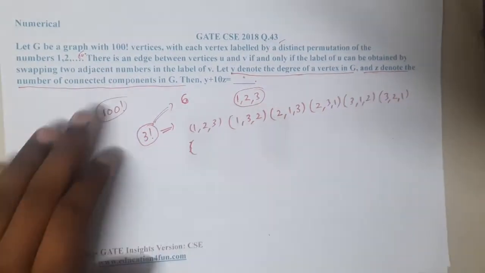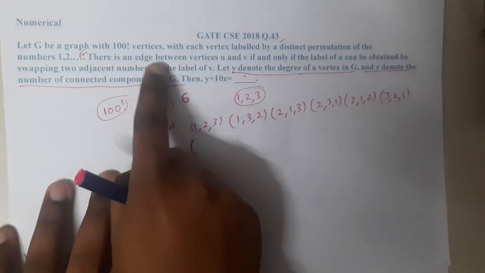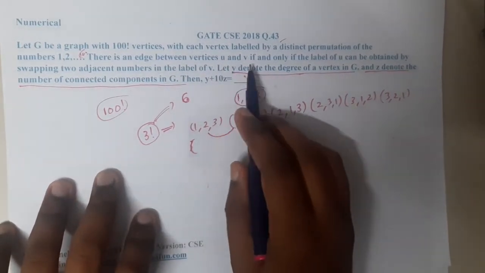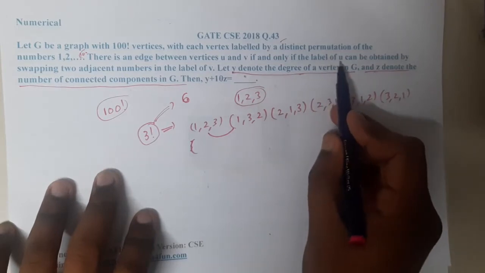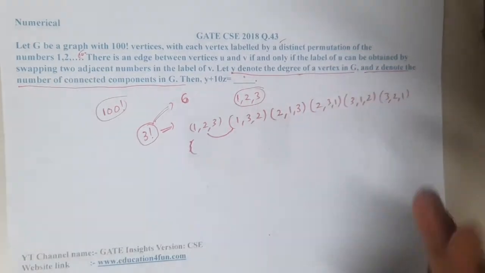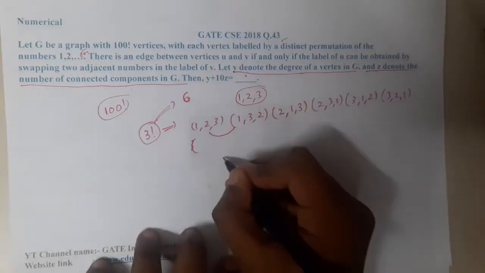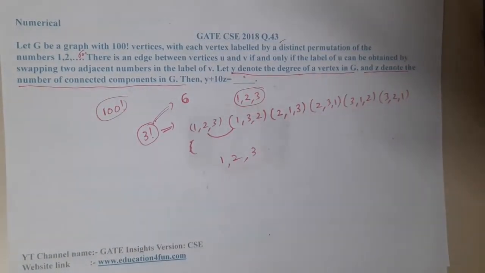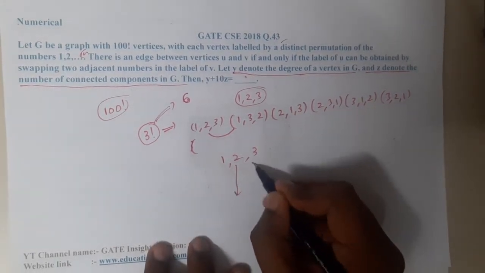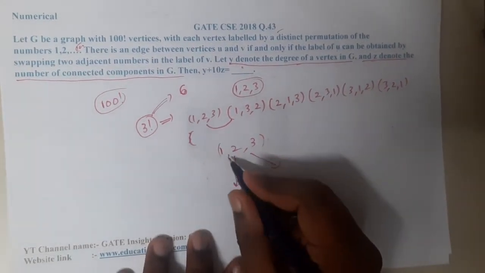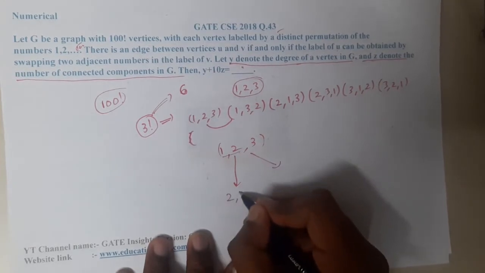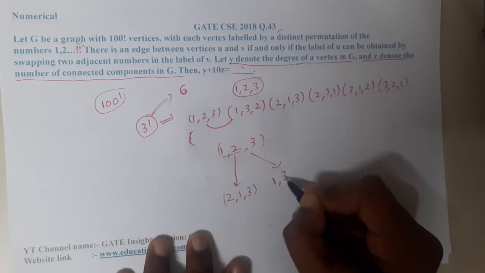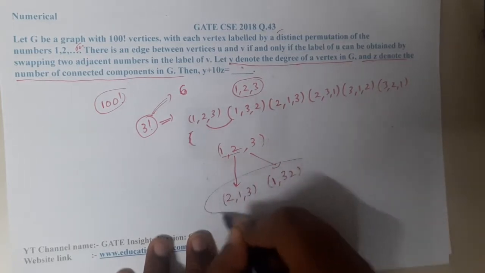Now to draw edges between them: there is an edge between vertex u and v if and only if the label u can be obtained by swapping two adjacent numbers. Take 1, 2, 3. To find which vertices it connects to, I need to do some swaps. Let us assume there are 2 edges first of all. If I do these 2 swaps, I get 2, 1, 3, so this edge is connected. Similarly 1, 3, 2, so this edge is connected. In this way the edges are connected.